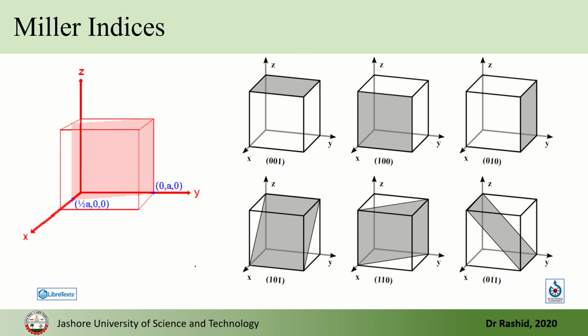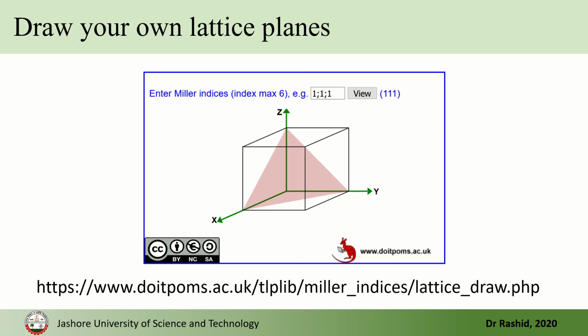There are some more examples. So, this one is actually 2, 1, 0 because this is intersecting at half. So, these are the planes that we talk about. There is a beautiful site. This is the address of the site. If you go and type this, it will show you the Miller indices of the plane, and it will show the plane. You can try with different numbers to see how the planes will look.